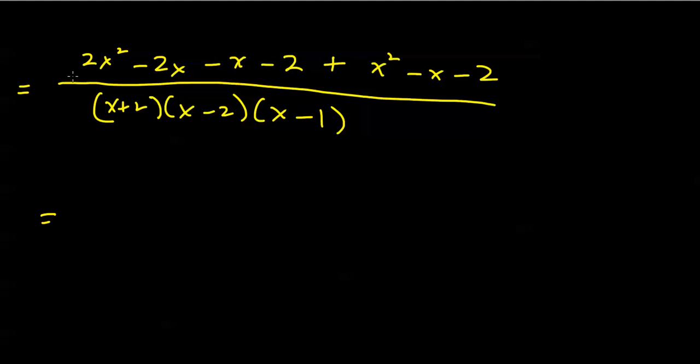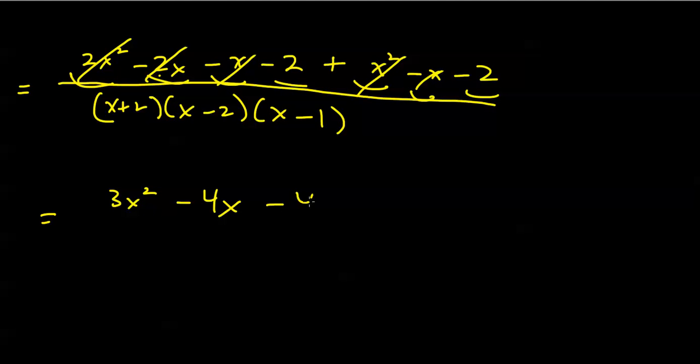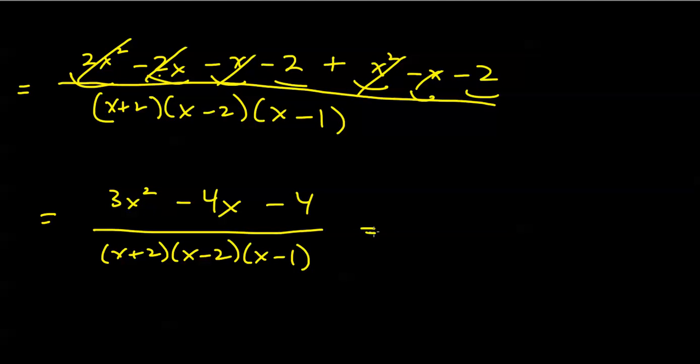Well, let's see, 2x squared plus x squared is 3x squared. That takes care of those two. Minus 2x minus x combines to minus 4x, so I'll knock these away. And minus 2 is minus 4. Don't forget to keep your common denominator that we worked so hard to get. Alright, the worst is certainly over.